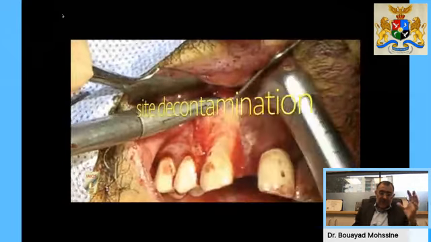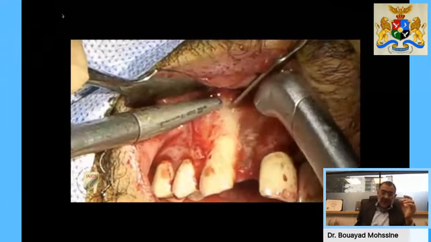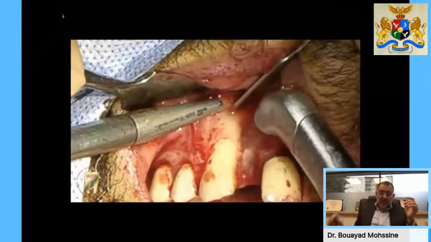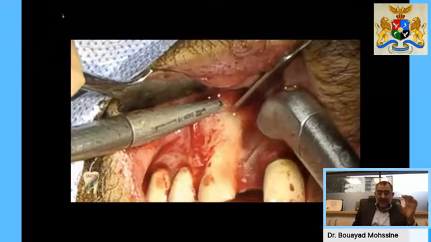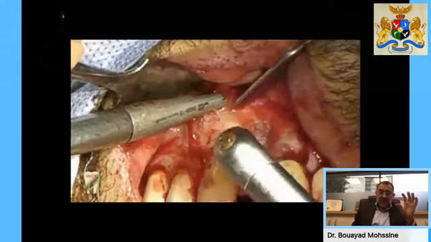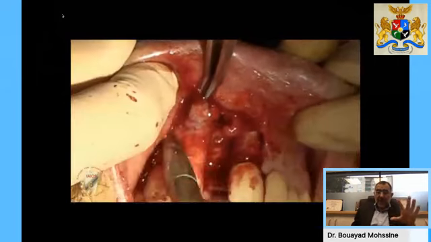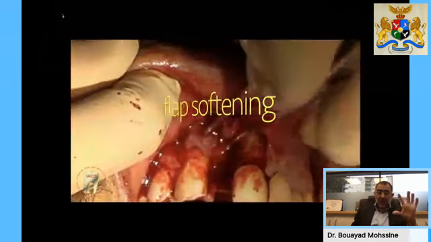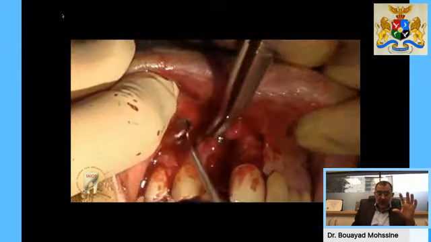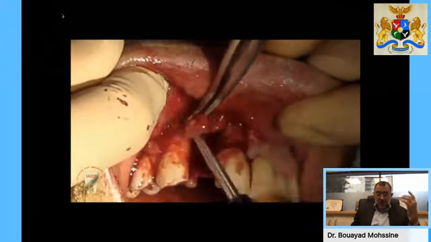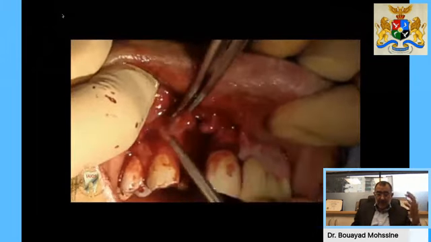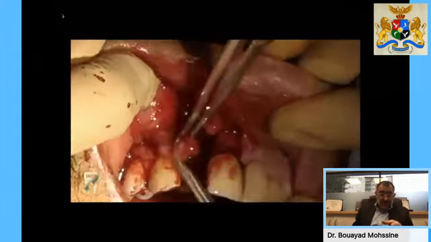As you see here, we decontaminate the site with the laser, and in this case we can't place the implant in the same stage of this surgery. First of all, we have to create new bone, and place the implant 6 months later.